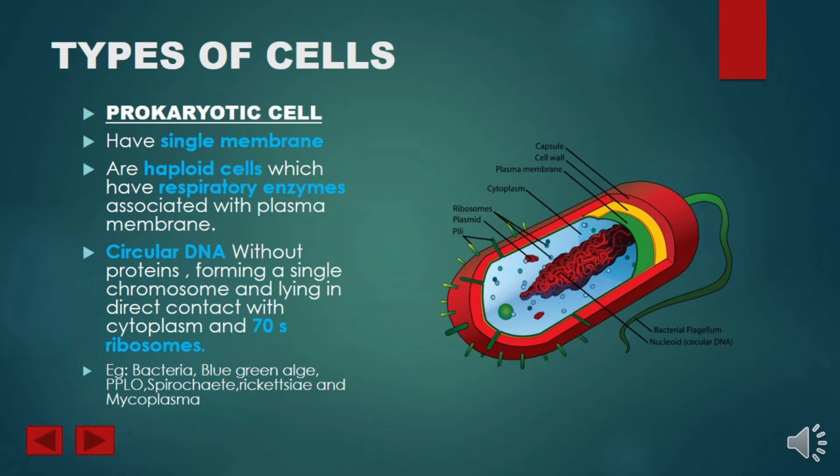Prokaryotic cells have circular DNA without any proteins, forming a single chromosome and lying in direct contact with the cytoplasm, and 70S ribosomes. So in the prokaryotic cell, we can see there won't be a definite nucleus inside. The genetic material DNA will be in direct contact with the cytoplasm.